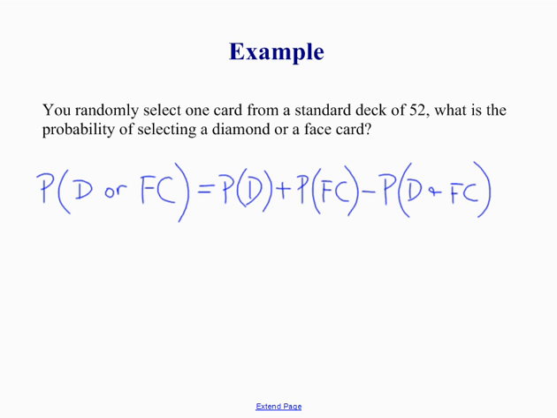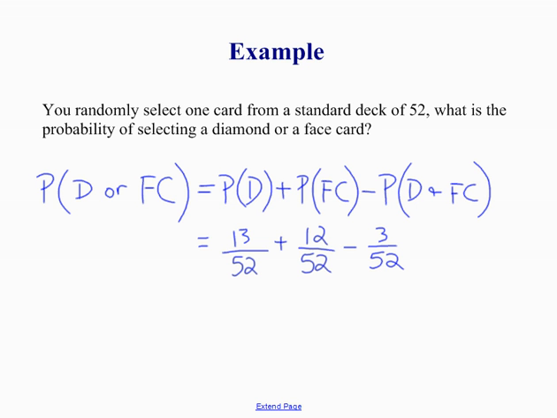So let's go through and find these probabilities. The probability of selecting a diamond: there are 13 diamonds out of all 52 cards. The probability of selecting a face card: jack, queen, king. There are 3 per suit. There are 4 suits. So there are 12 face cards in the entire deck of 52 cards. Then we have to subtract the diamond face cards. Jack of diamonds, queen of diamonds, king of diamonds. There are 3 of them out of all 52 cards.